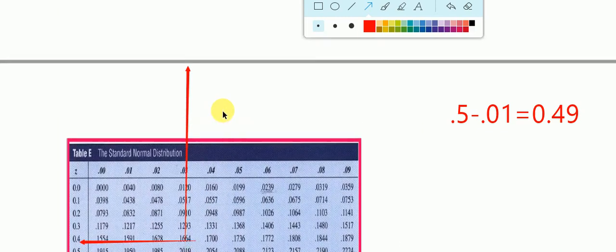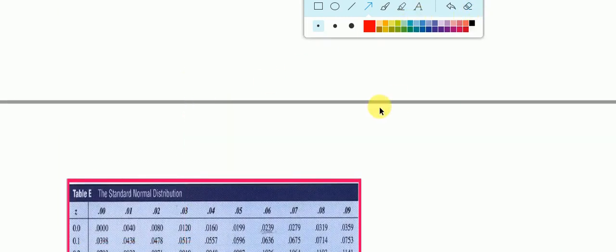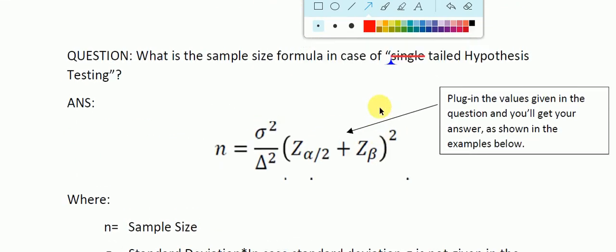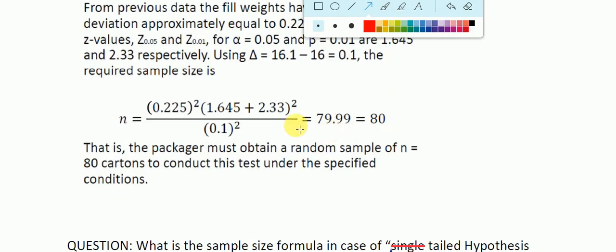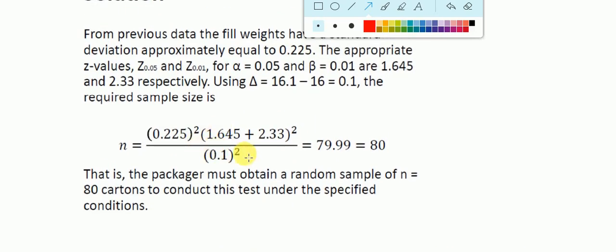Let's see, have we calculated this z value correctly? And yes, we have 2.33. So z beta is 2.33. This is how we calculate z alpha and z beta. So we'll add both of them and then take a square. Then we'll have to divide by what? Delta. So how do we calculate delta?